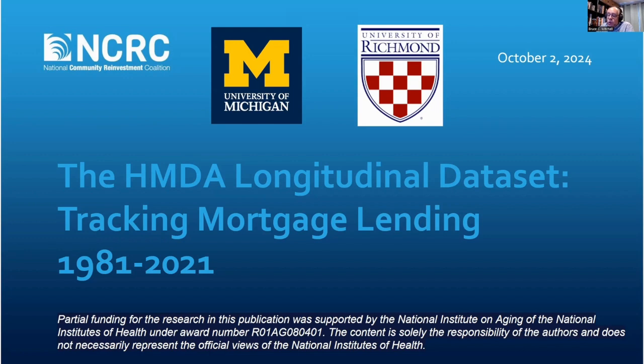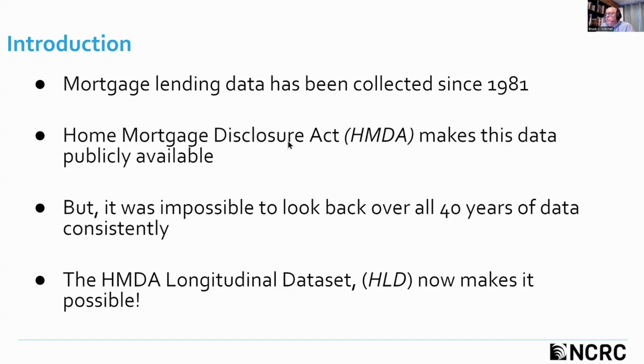HMDA, the Home Mortgage Disclosure Act, is the primary form of capturing mortgage data in the United States. In fact, it captures about 80% of the mortgage market, so it's very comprehensive. Mortgage lending data has been collected since 1981, and HMDA has made this data publicly available. However, because during different eras there have been many changes to the way that HMDA has been collected and presented, it's been impossible to look back over all 40 years of the data consistently. Now, the HMDA longitudinal dataset, or HLD, makes it possible.